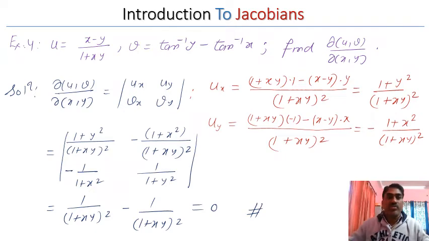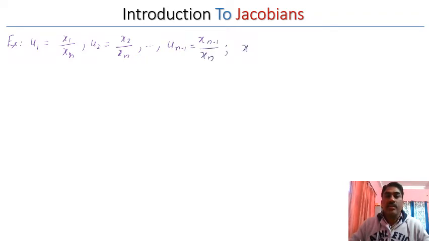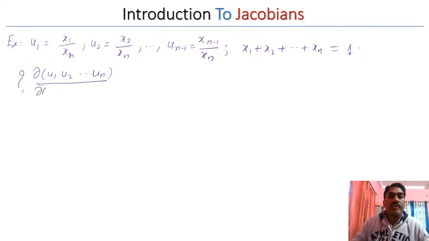Now we will take some more questions. So this will be our last example in this section. Let u1 be given by x1/xn, and u2 be given by x2/xn. Similarly, u(n-1) is given by x(n-1)/xn, and there is a relation x1 + x2 + ... + xn = 1. Then we are required to find the Jacobian of u1, u2, ..., u(n-1) with respect to x1, x2, ..., x(n-1). So let us find this.